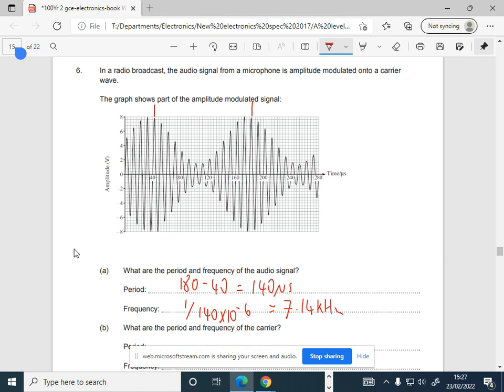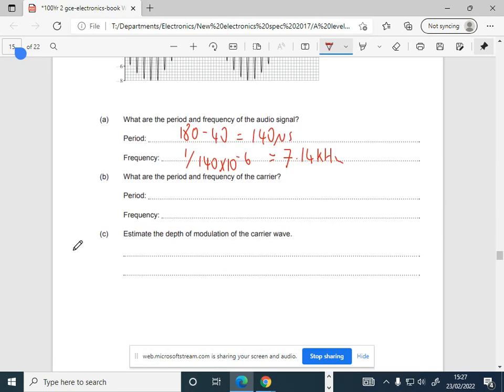So how many we got? 1, 2, 3, 4, 5, 6, 7, 8, 9, 10, 11, 12, 13, 14. So obviously the time period will be a 14th of that. 140 over 14 equals 10 microseconds. And the frequency will be 1 over 10 microseconds is 100 kilohertz. How easy is this, guys?